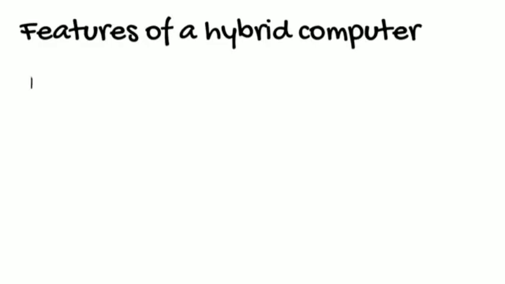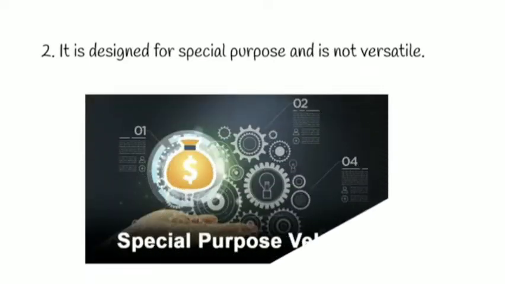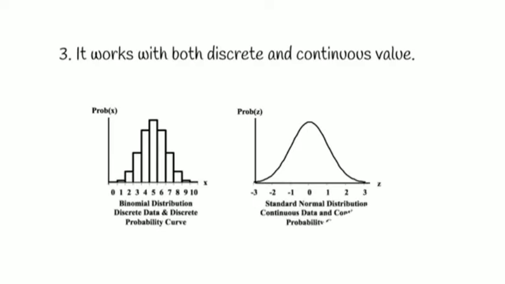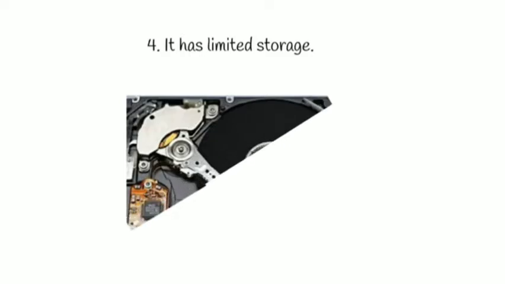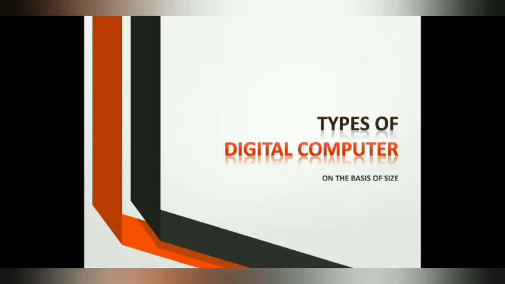Features of a hybrid computer: firstly, it is an expensive and complex system. It is designed for a special purpose and is not versatile. It works with both discrete and continuous value. And though these computers are a combination of both analog and digital systems, these computers have limited storage. Now the next topic is types of computers on the basis of size.